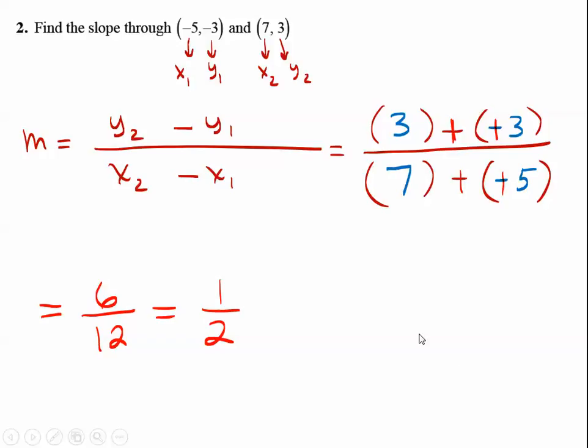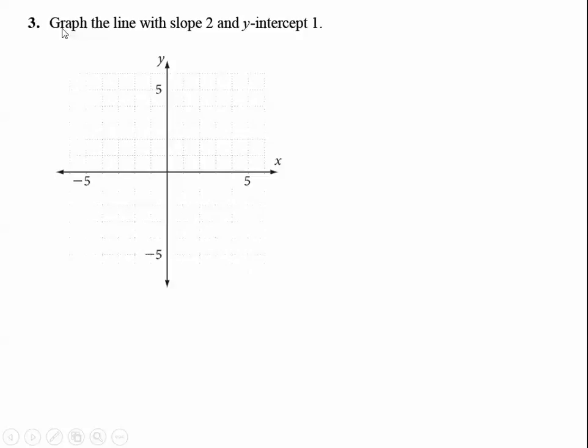Okay, another thing that this sort of helps us with, the whole concept of slope, is I really just need a slope and a point. If I get those two things, I can graph already. So notice we want to graph the line just given these two pieces of information. I have a slope of 2. I do have a y-intercept of 1.